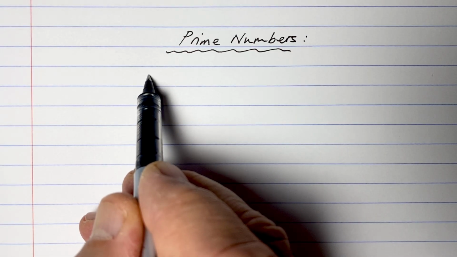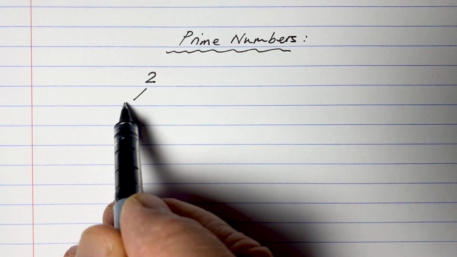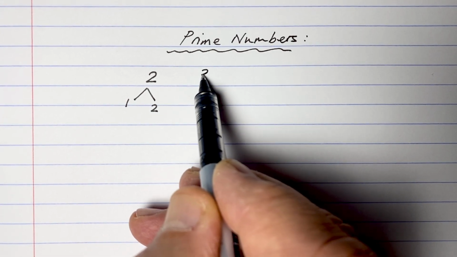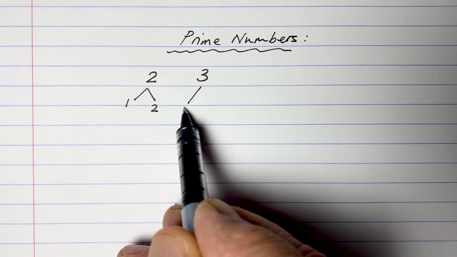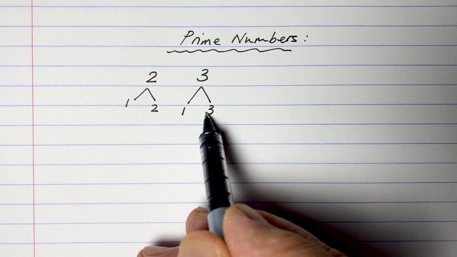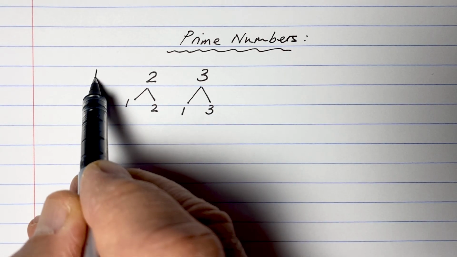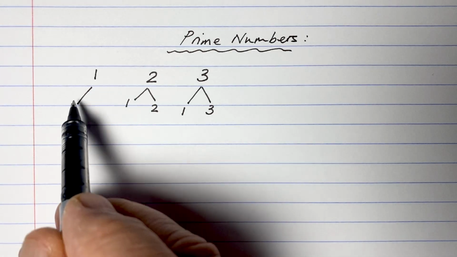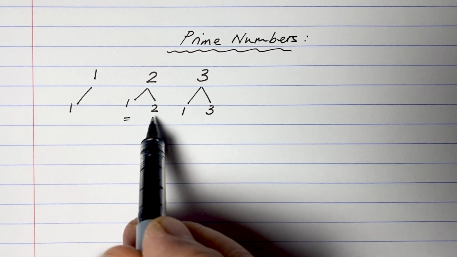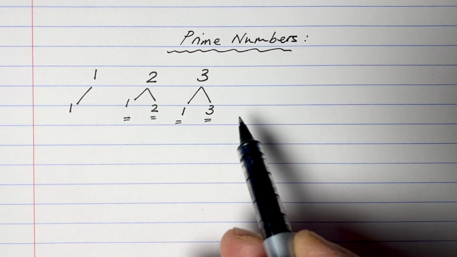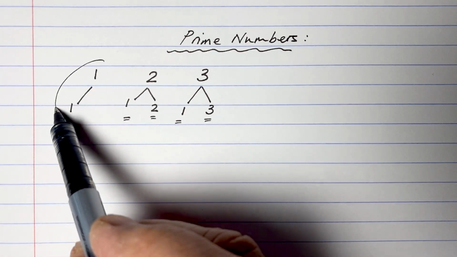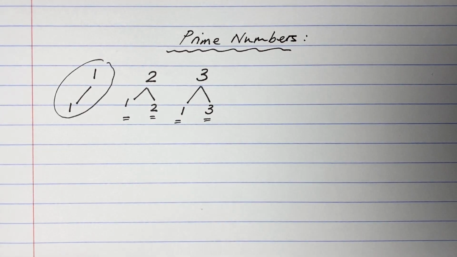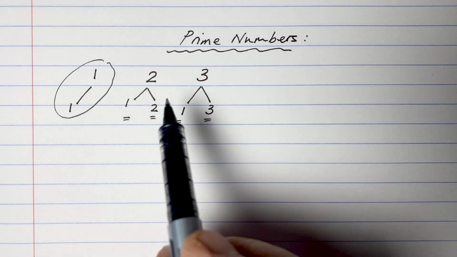For example, 2 can only be divided by 1 and 2. The next prime number is 3. It can only be divided by 1 and 3. 1 is not a prime number because it only has one factor. It can be divided by 1, but it must have 2 factors, 1 and itself. There is an argument amongst mathematicians whether 1 should be included as a prime number or not, but at the moment 1 is not considered a prime number.